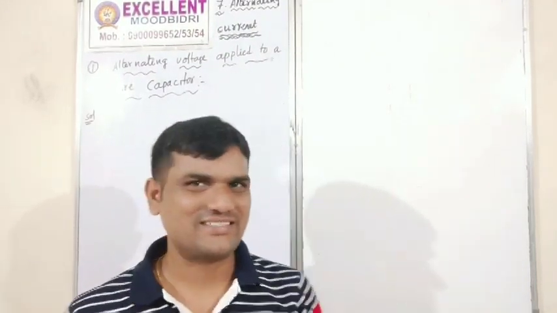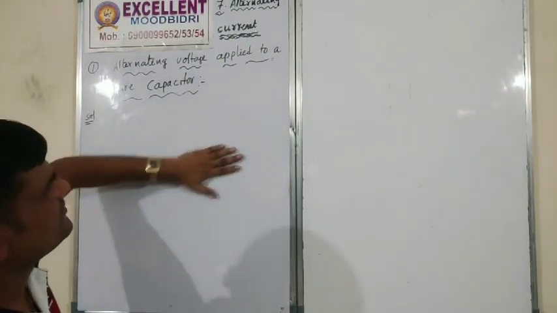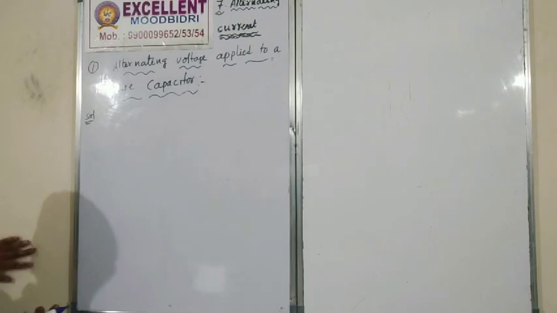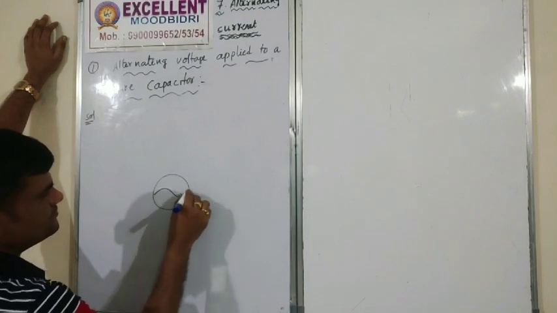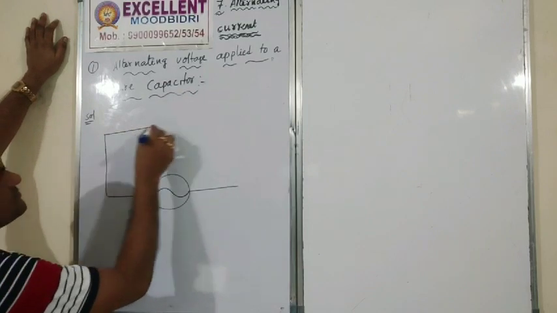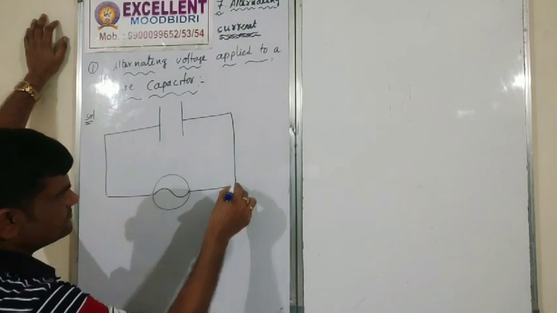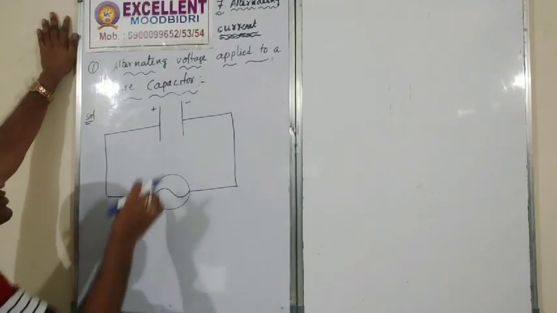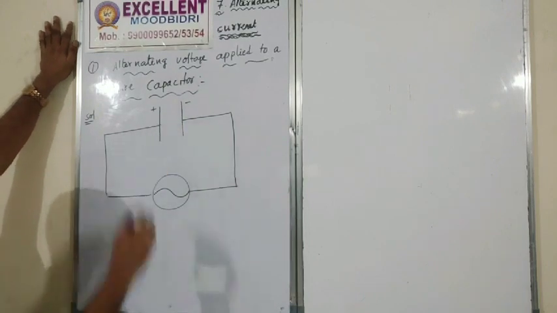Alternating voltage applied to a pure capacitor. So this is the AC source, and now I have applied it to a pure capacitor. This is a pure capacitor, with a plus and a minus. This is the positive plate and this is the negative plate. This is a capacitor symbol, not a battery symbol.